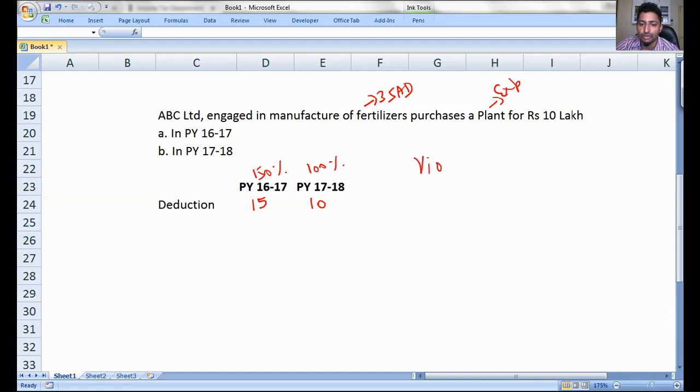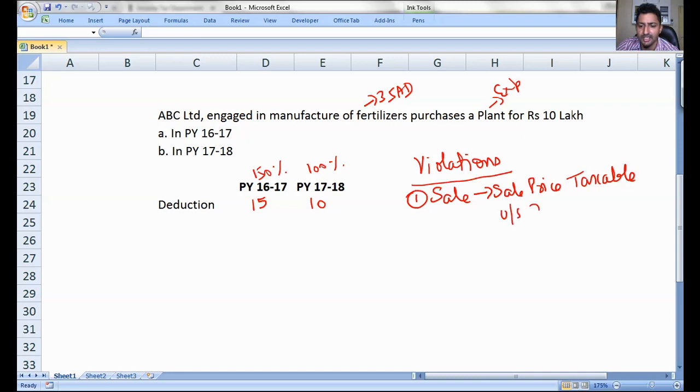We are also going to look at the impact of violations. Now violations contemplated by the section are twofold. One is sale of the asset. So you purchase the asset for a 35AD business and then you subsequently sell it. Now if you sell it subsequently, then the sale price would be taxable. You will not get any cost or anything. You have to offer the entire sale price to tax under section 28.